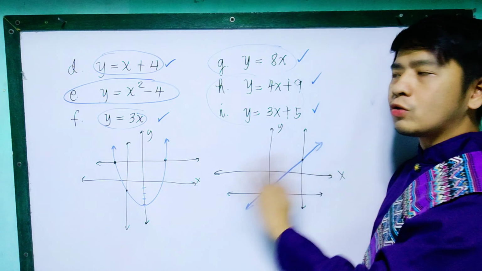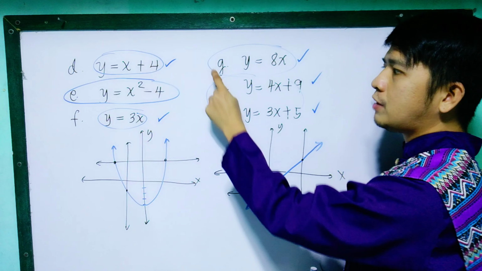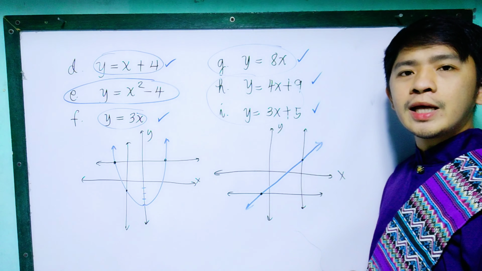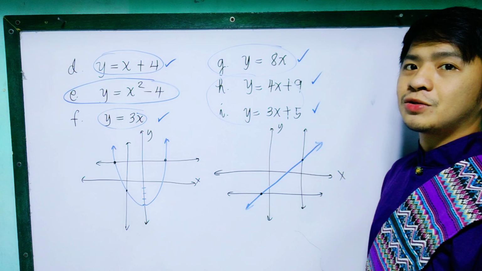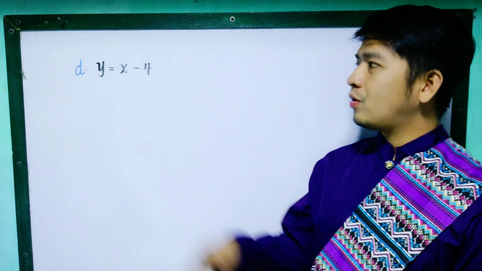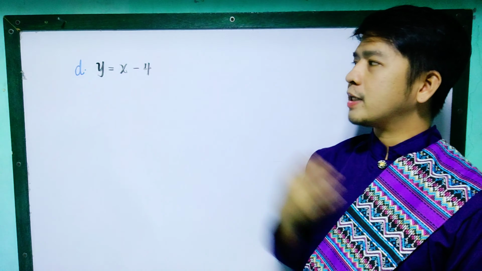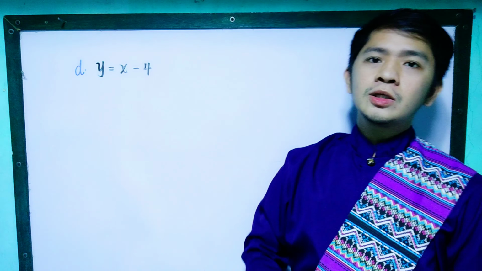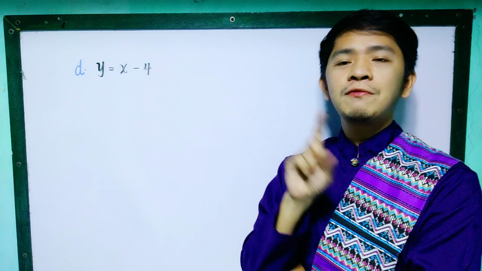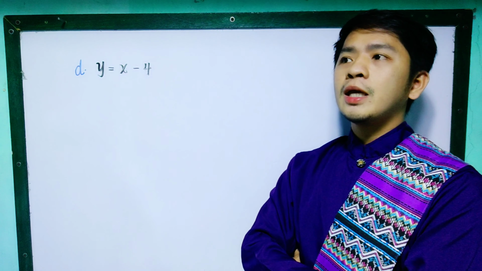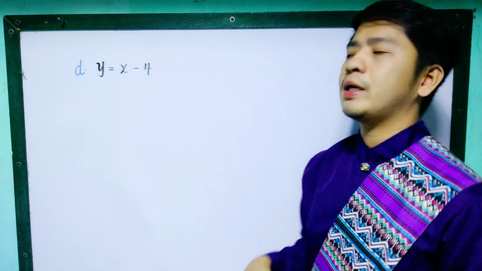Okay? So, erase ko muna to. Isa-isahin natin to. 1, 2, 3, 4, 5. Kukuhanin natin ang kanilang inverse function. Okay? So, letter D, y equals x minus 4. So, to find its inverse, the first step is to interchange the x and y.